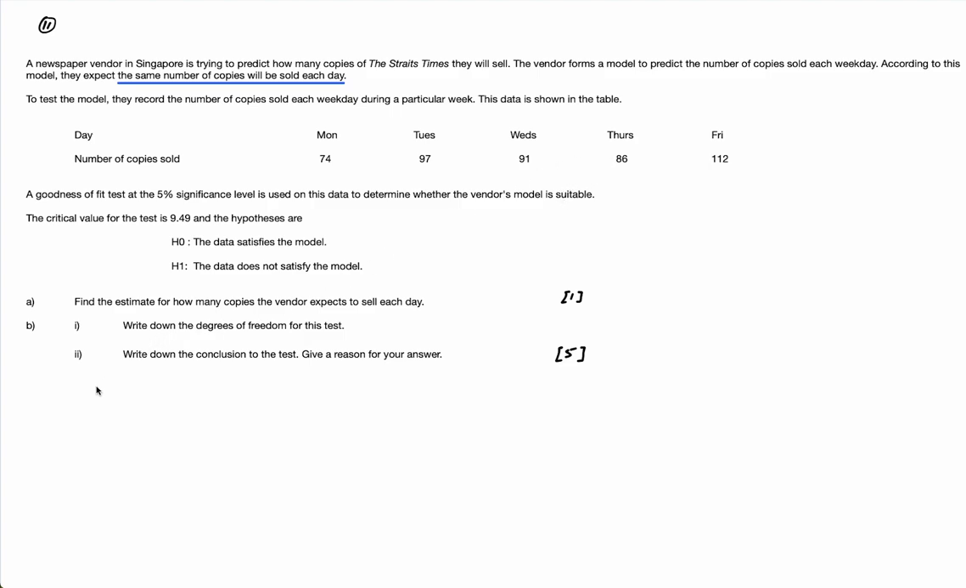Okay, so first, part A. Find the estimate for how many copies the vendor expects to sell each day. Now remember, they expect to sell the same number of copies each day, but these are not the same. So we just need to get an average. The average will be 74 plus 97 plus 91 plus 86 plus 112 all over 5, because there's 5 days.